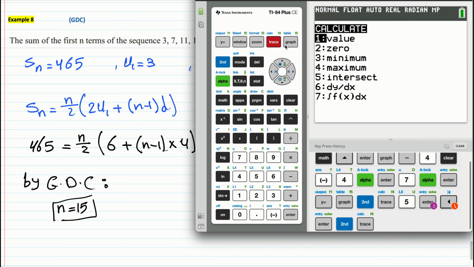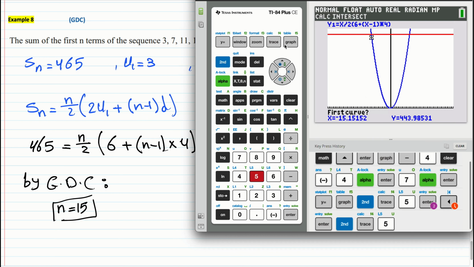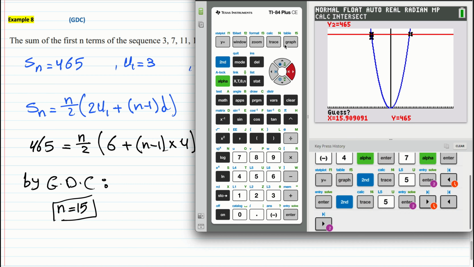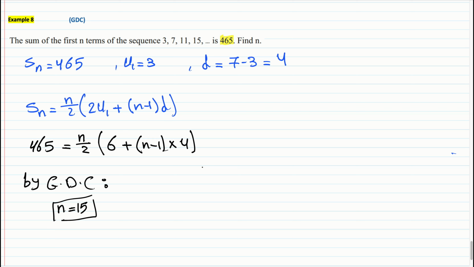Second, calculate and intersection, click the two curves and go to the right side. Okay, so if I stop anywhere here and click enter, it's gonna give me the positive answer. This way is easier and shows you already how many solutions you have. Okay, so at the end, n equals 15.